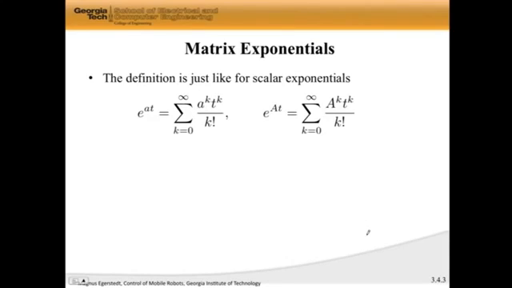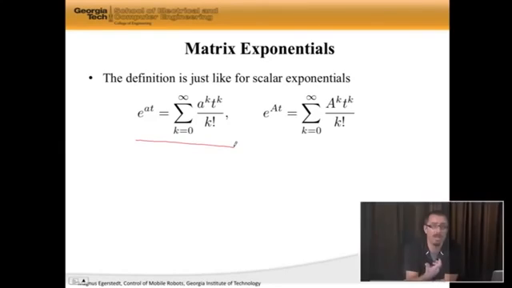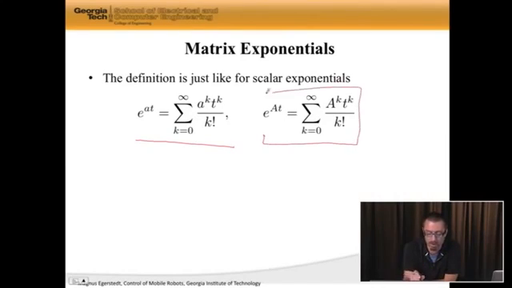In fact, what we do is we look up the definition of an exponential. And an exponential, e to the at for scalars, is simply this sum. This is the definition of what the exponential is. Well, here there are just multiplications, and we can write multiplications for matrices as well.